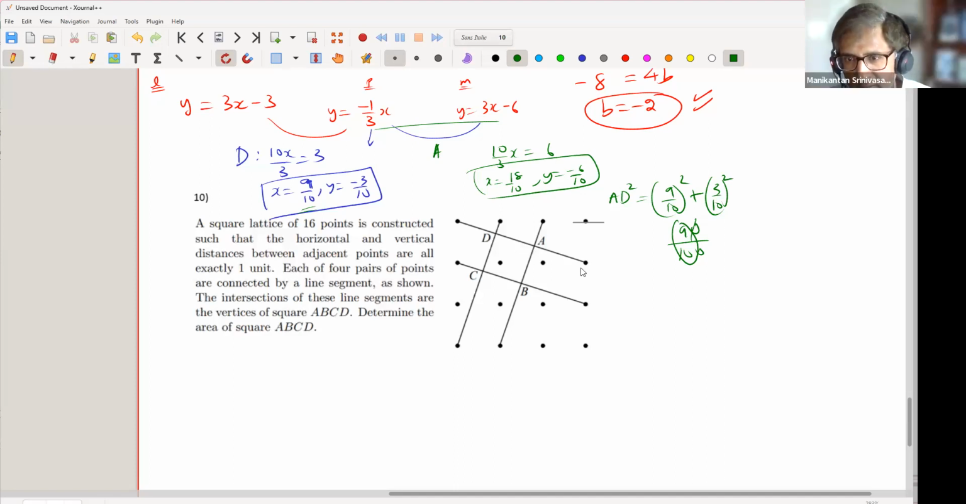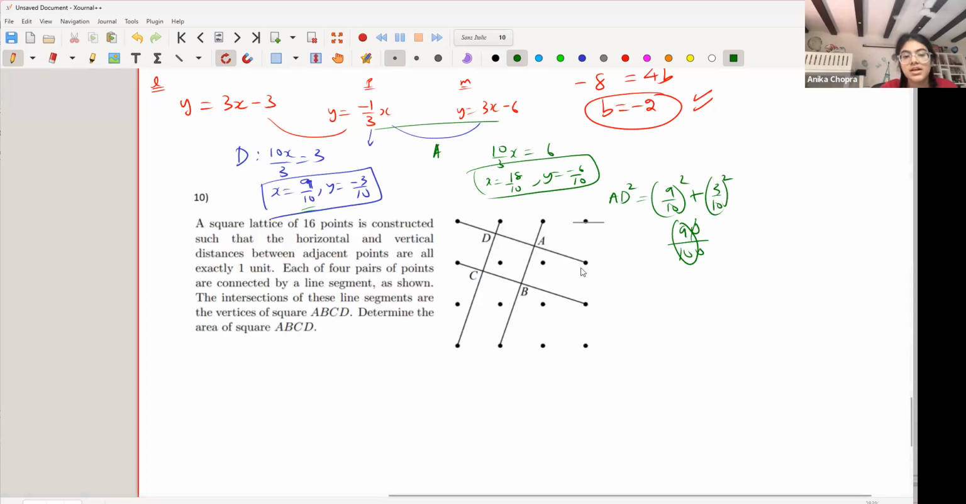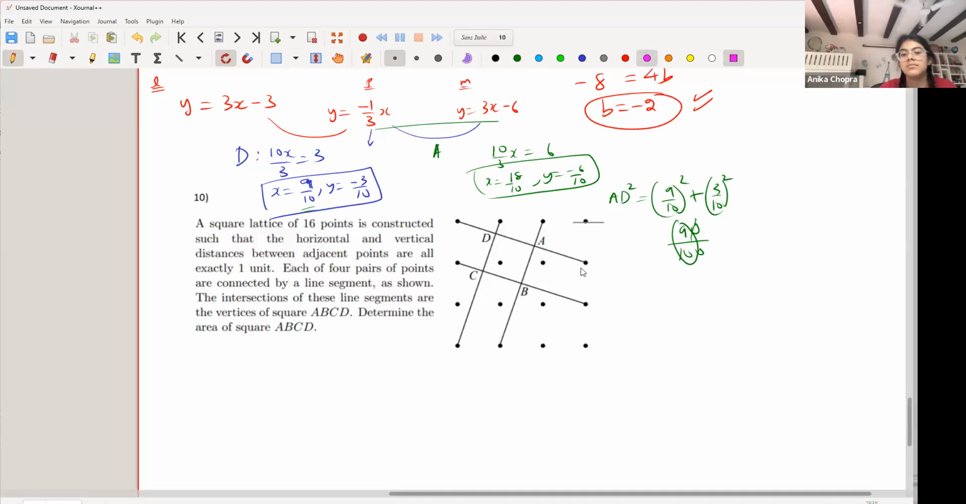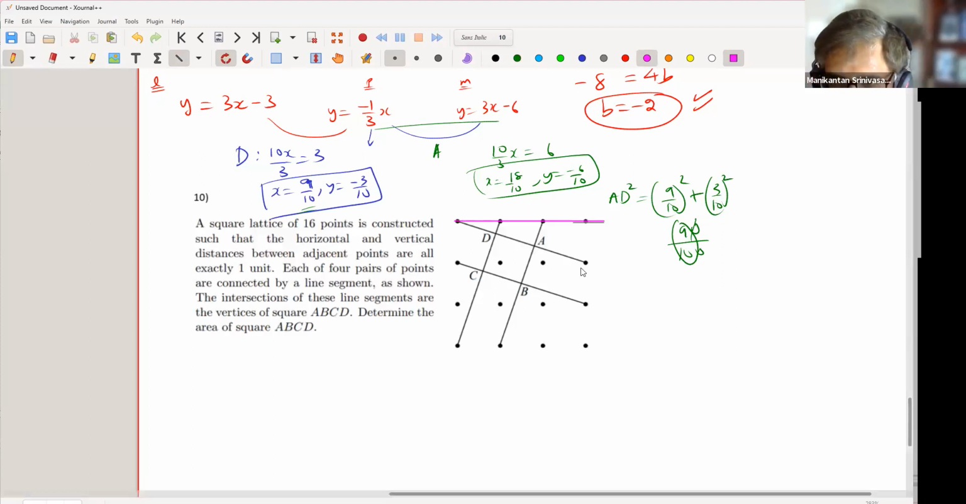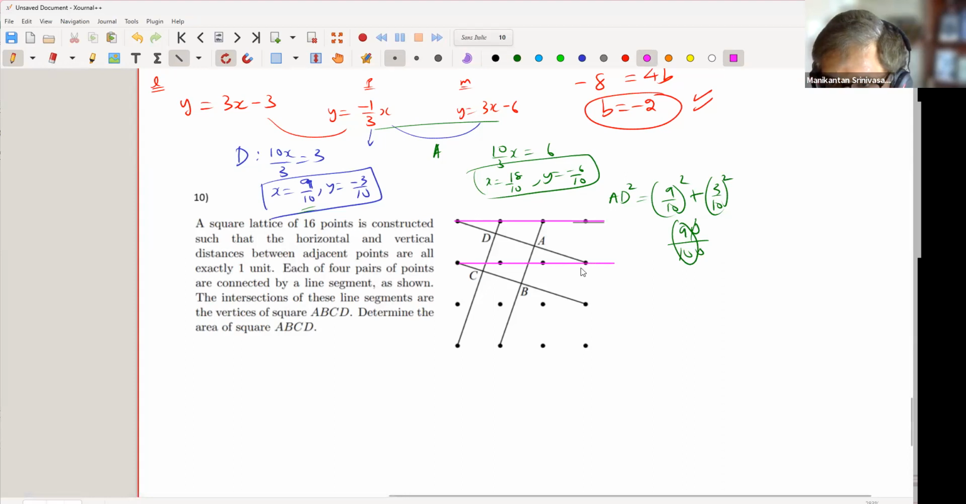Okay. I will draw these for you. I'm curious to listen to what the methods are. I'll draw the lattice for you. Maybe it'll come in handy in some other case. So let's learn. Okay, so I'll draw the vertical also.